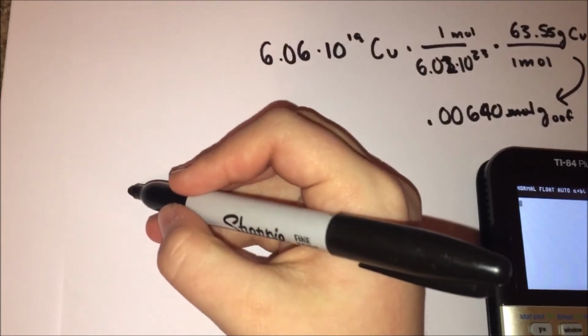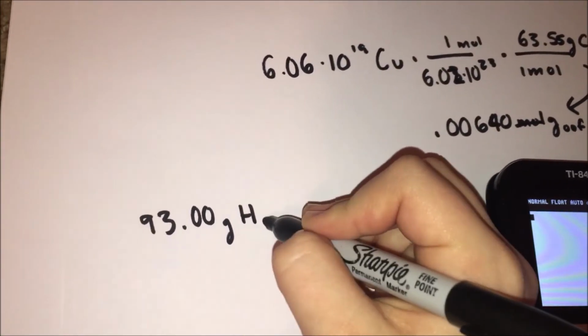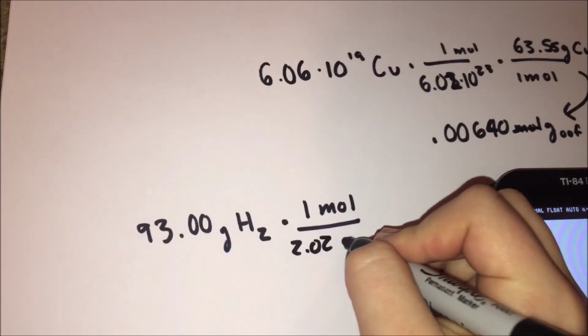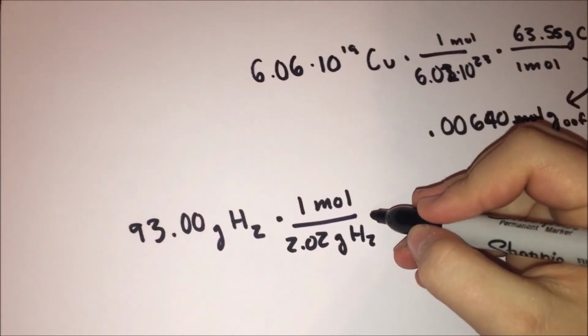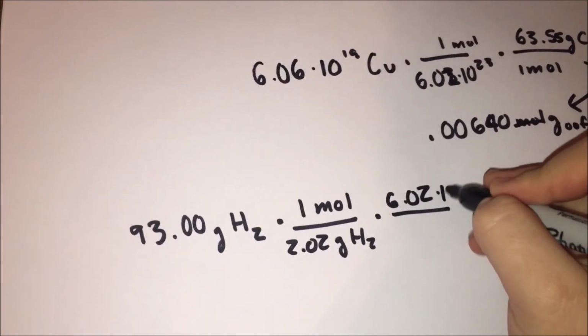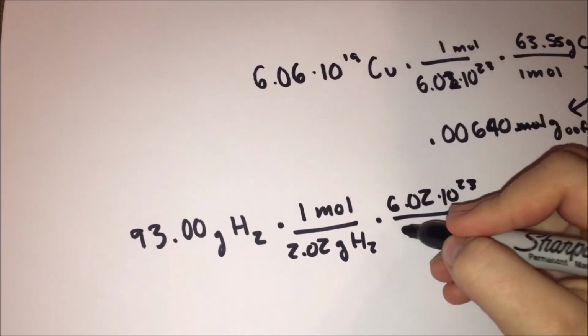Awesome. So now I guess I have to do one going the other way. Yeah, I can start you off though. What do you do if you have 93 grams of hydrogen? Okay, so first you divide by the molar mass of hydrogen, then multiply by Avogadro's number? You got it.